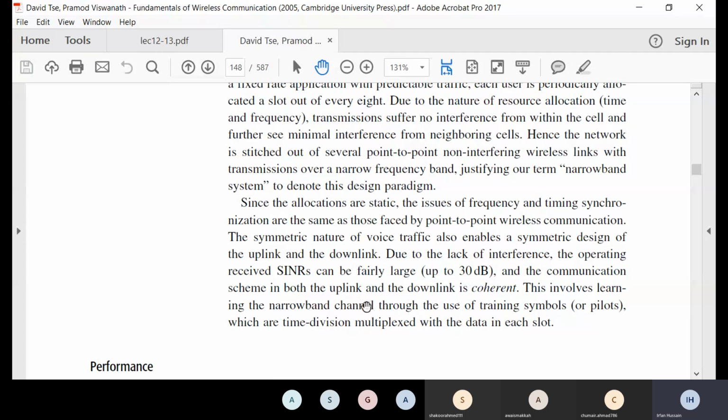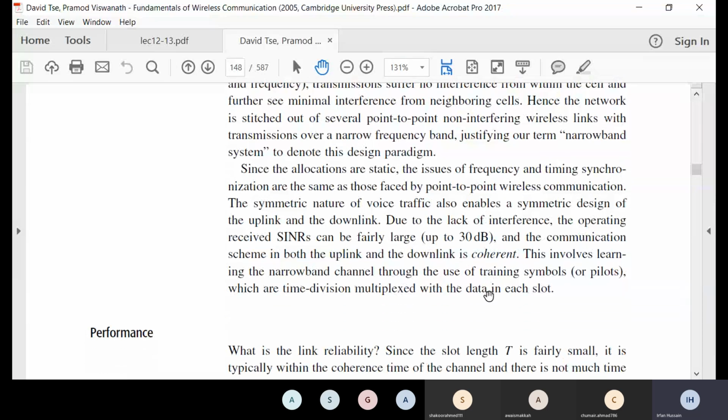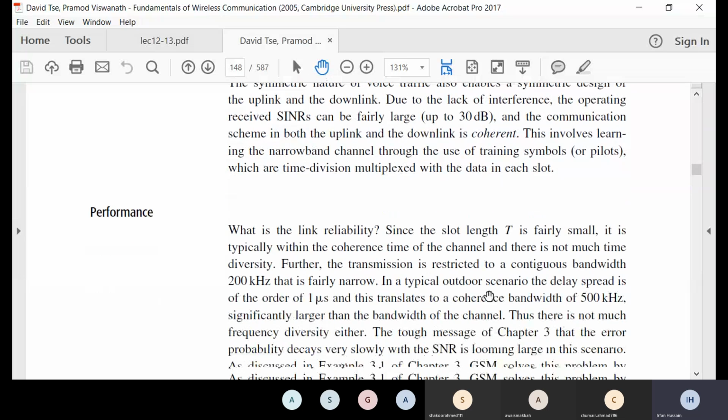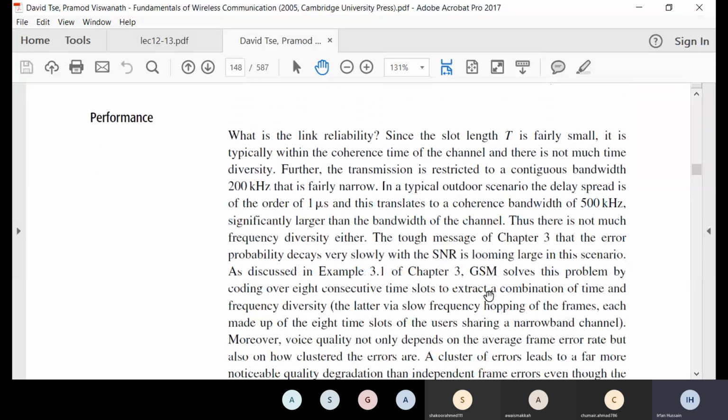And we use coherent. Remember what is coherent? When you know the channel coefficients, and you know now how to find the channel coefficients by estimation. So we have these pilots or training symbols, and hence we can get the channel coefficients. So yes, we have a very good system, almost no interference.